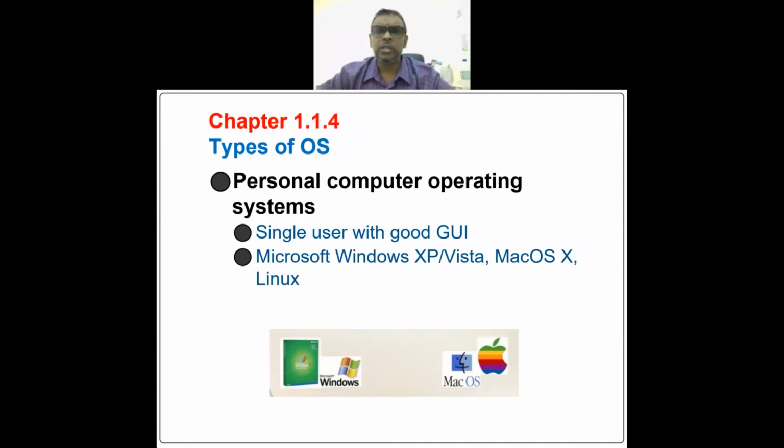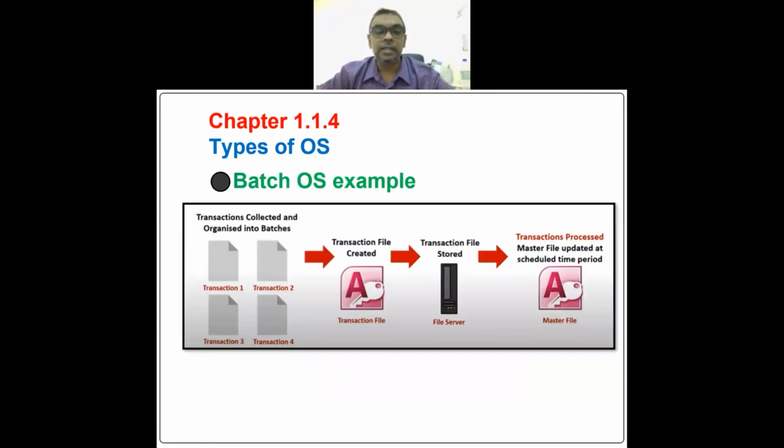Okay, Windows also has many versions: Windows 95, Windows 10, Windows 11, Windows XP, Windows 2000. Windows itself is a few types of operating system. So this we will cover in the next class.